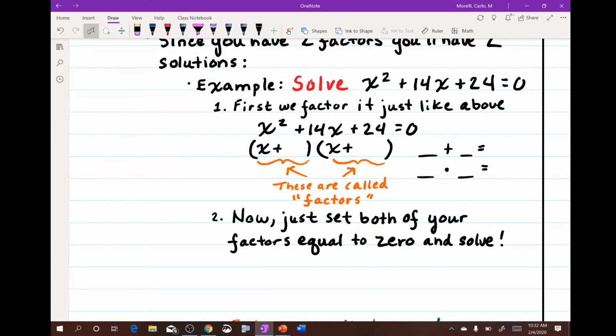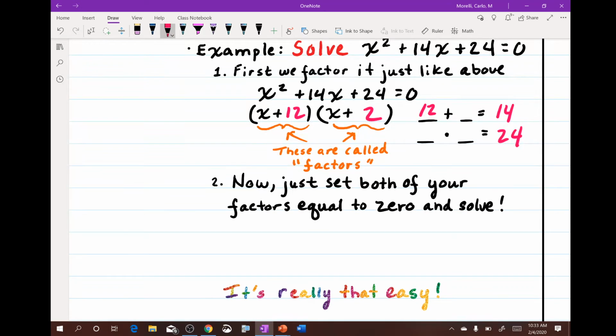Okay. Let's do this one. X squared plus 14x plus 24. Two numbers that add to be 14 and multiply to be 24. They had to be 12 and 2. Nathan, good job. 12 plus 2 is 14. 12 times 2 is 24.